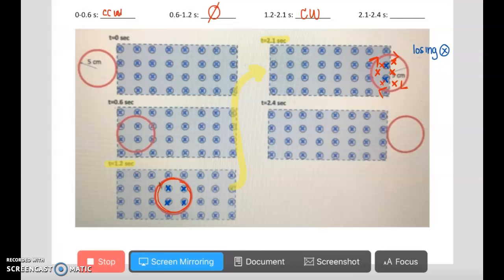Again, to recap, I lost some into-the-pageness in this transition as I'm exiting the field. And I didn't like it. So I induced a current in the loop such that it would create a magnetic field that's into the page to compensate.